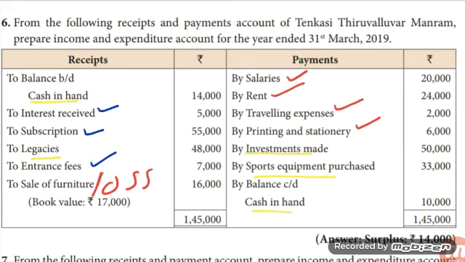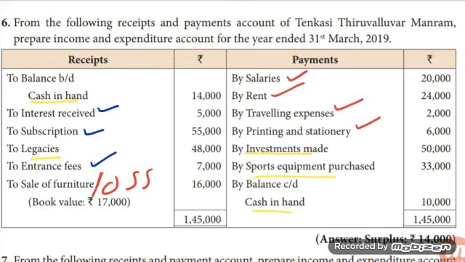You do not take sale of furniture, but if there is any profit or loss on sale of furniture, you should take it in the income and expenditure account. For that you must calculate loss or profit on sale of furniture. How can you calculate?